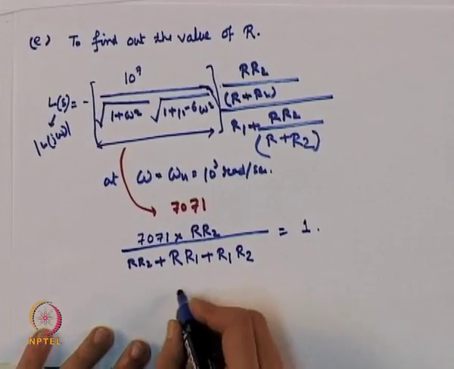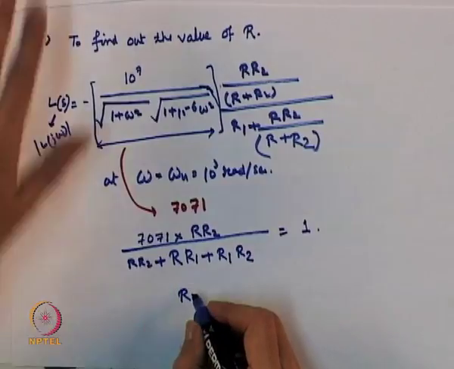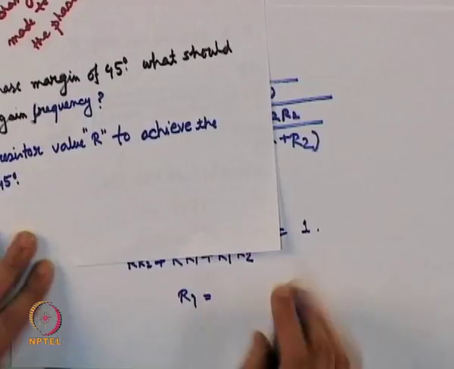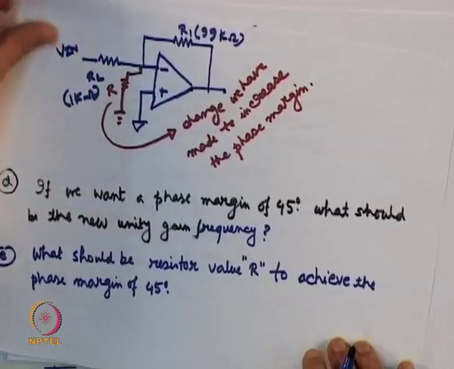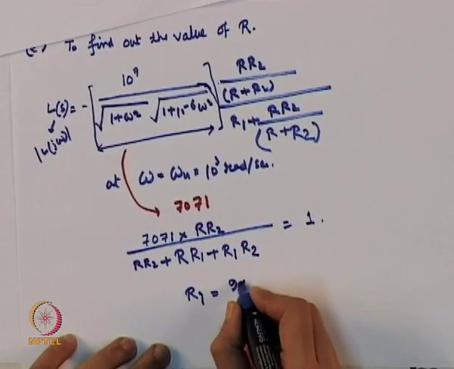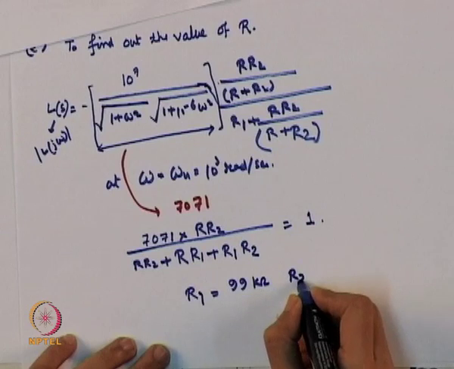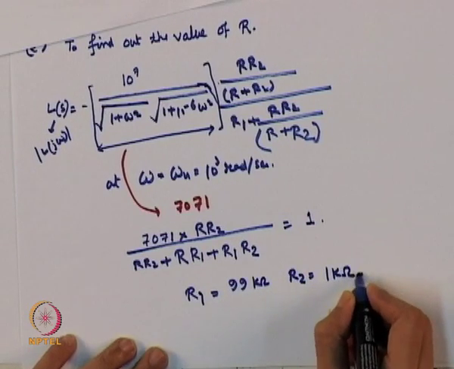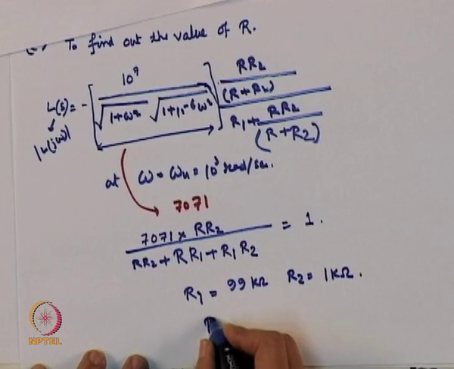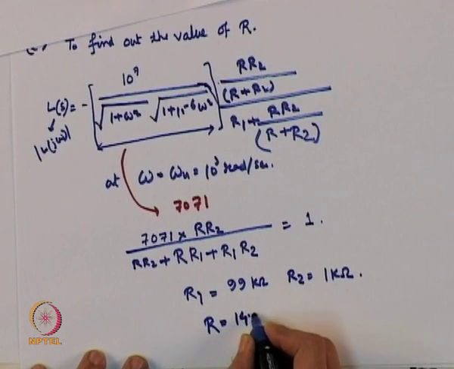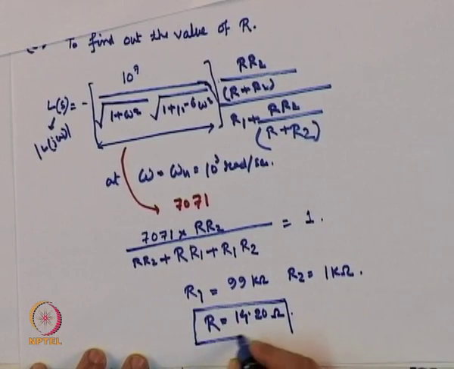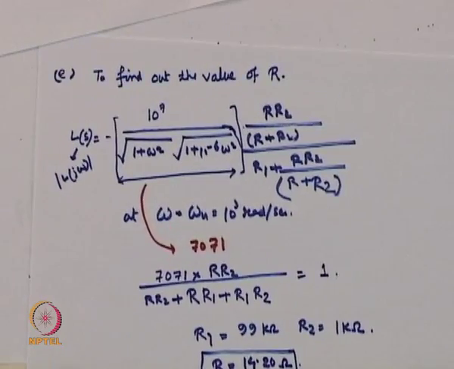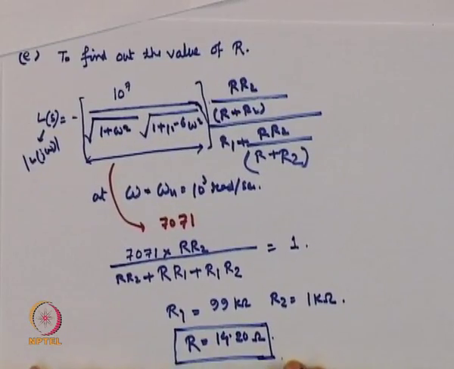Now, we know that we have been given for this problem R1 equal to 99 kilo ohm and R2 equal to 1 kilo ohm. So, if we simplify this, we will see that the value of R is going to come 40.20 ohm. So, this is the value of R that we are interested in.